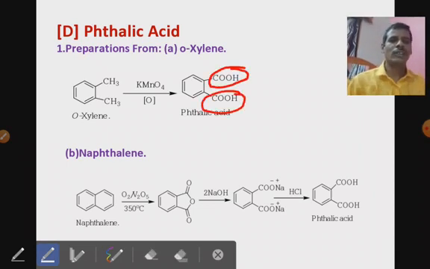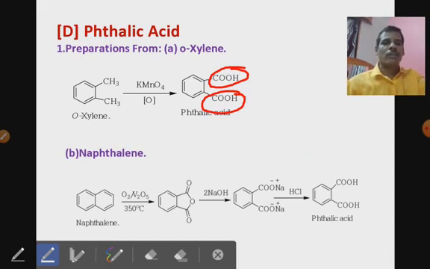Up to this extent we discussed three carboxylic acids, but they are monocarboxylic acids. This is the first dicarboxylic acid in your syllabus. This acid contains 2 COOH as a functional group, hence we can say it is a dicarboxylic acid. See the method of preparation.